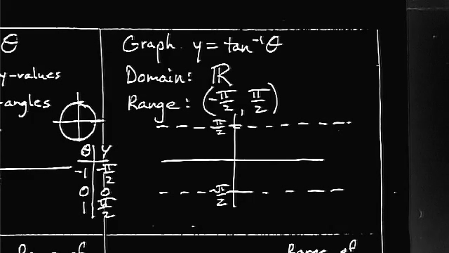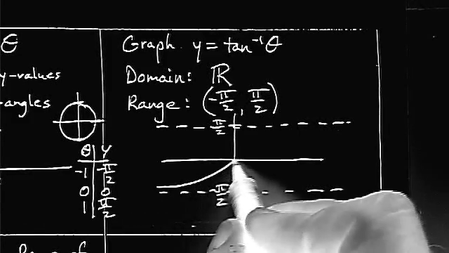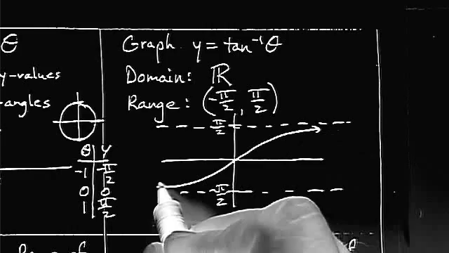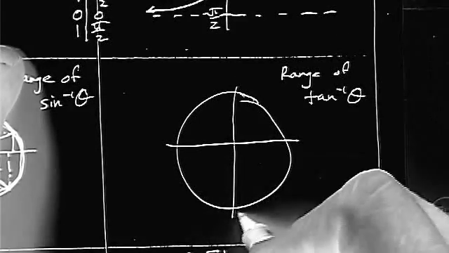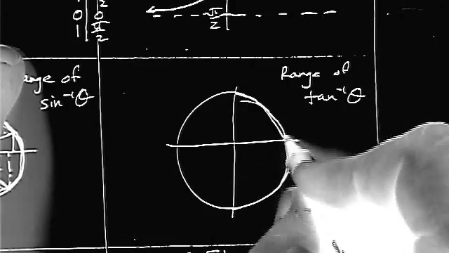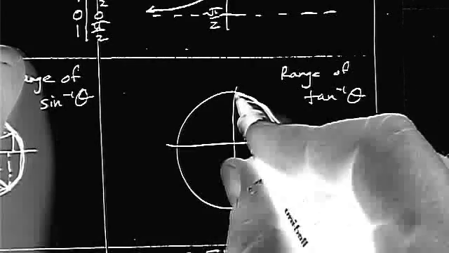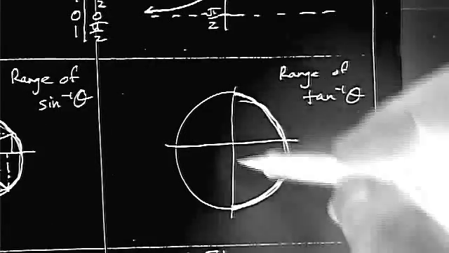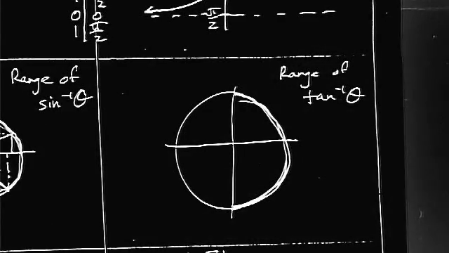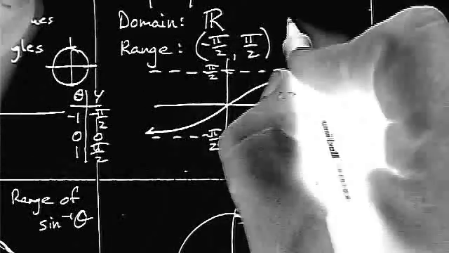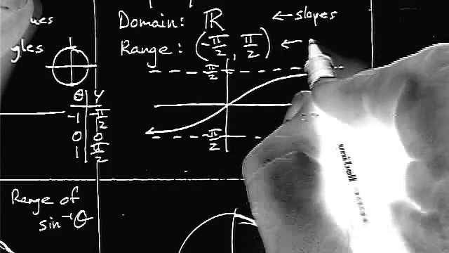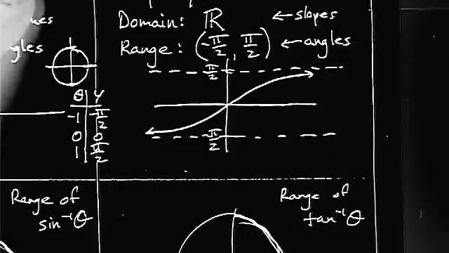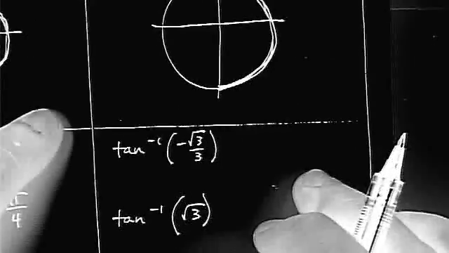Okay? So you're going to have a picture that does something like this. So the range of the inverse tangent function also sits on this side of the circle. It just does not include those endpoints because those are undefined slopes. Keep in mind, tangents are slopes. So these are slopes, and these that I'm getting out are angle measurements. So you're putting slopes in and you're getting angle measurements out.